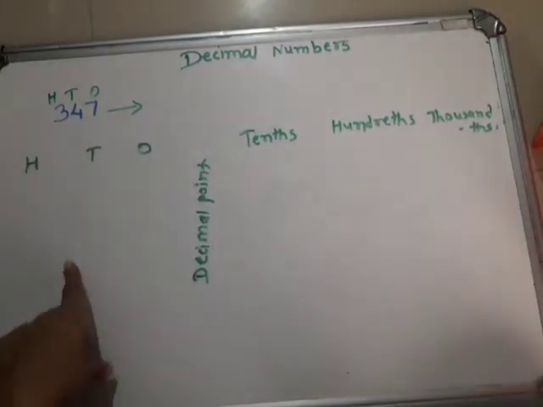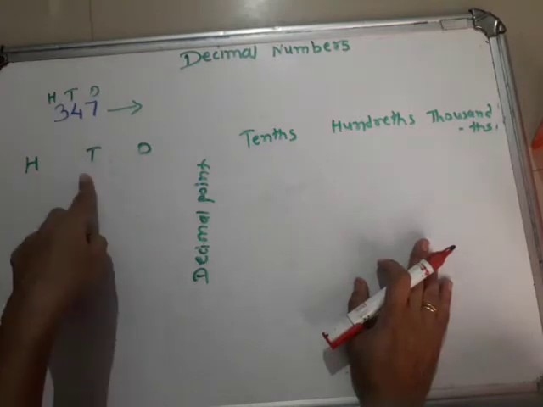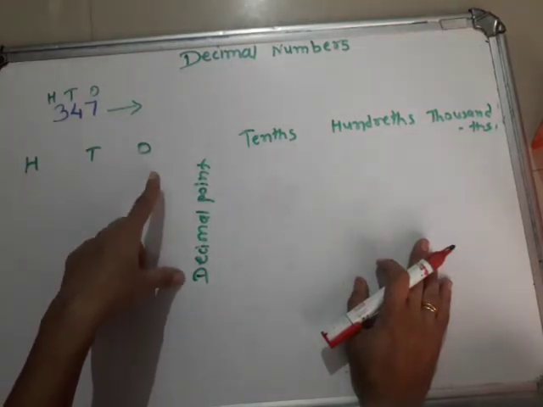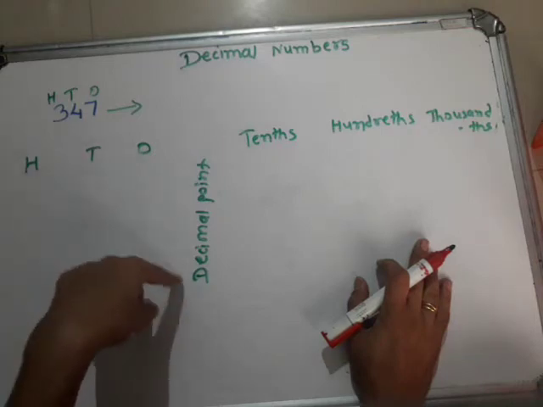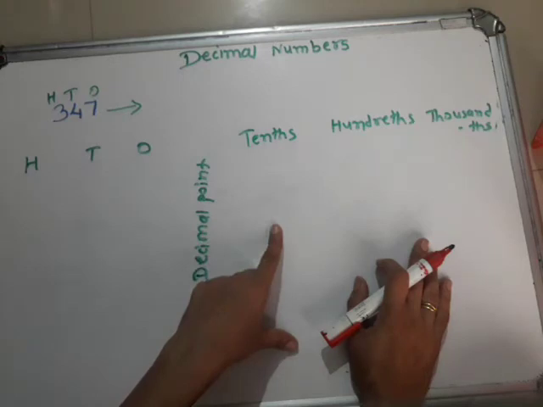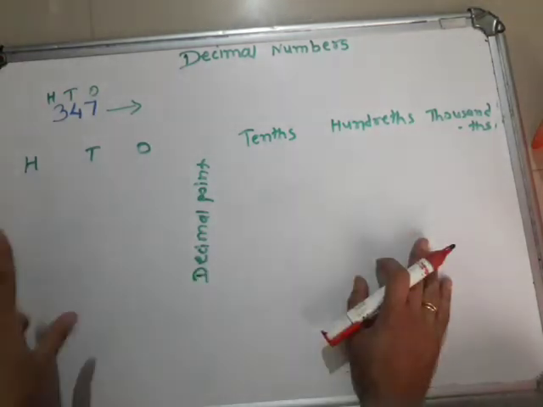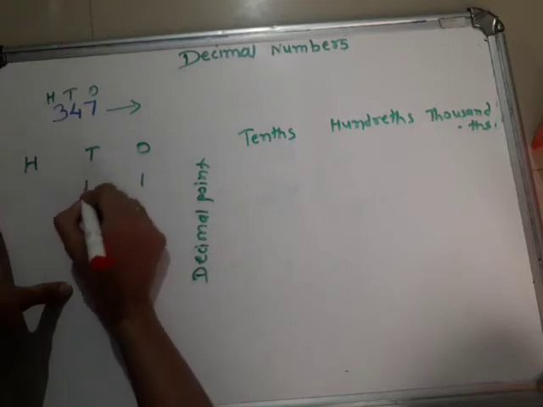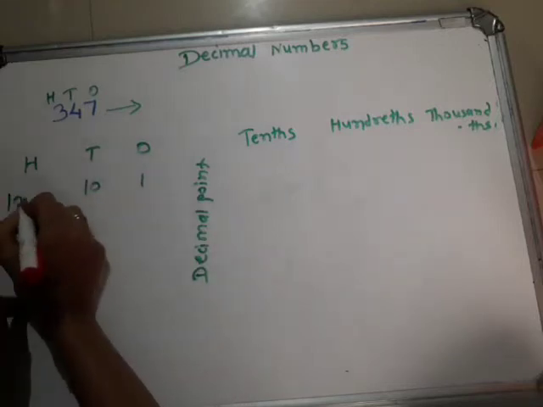So see here, this is a table. This is ones place, tens place, hundreds place. Now we move to the right side of the ones place. Here we put a decimal point. Then the next places are tenths place, hundredths place, and thousandths place. So at ones place we write 1, at tens place we write 10, and at hundreds place we write 100.